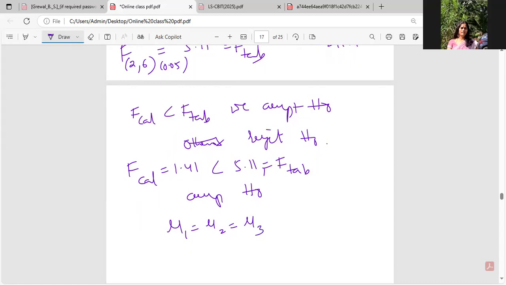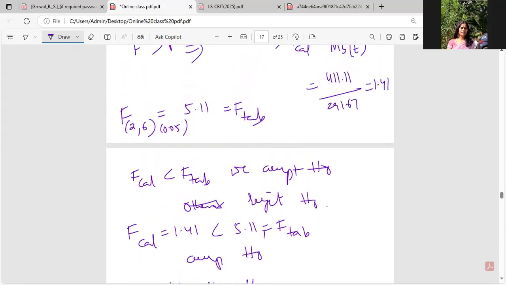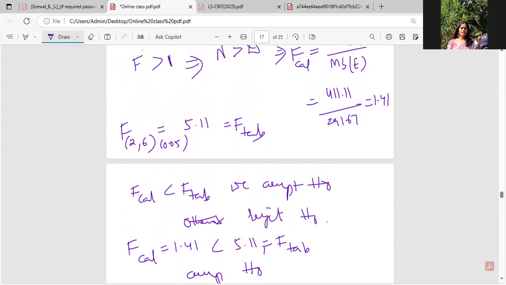This is how I will do ANOVA. Nothing to worry about. Whatever is the numerator, the highest value has to be taken in the numerator and the lowest value as the denominator, because the basic idea for F is always that F is greater than 1. I think it should be clear. Thank you.